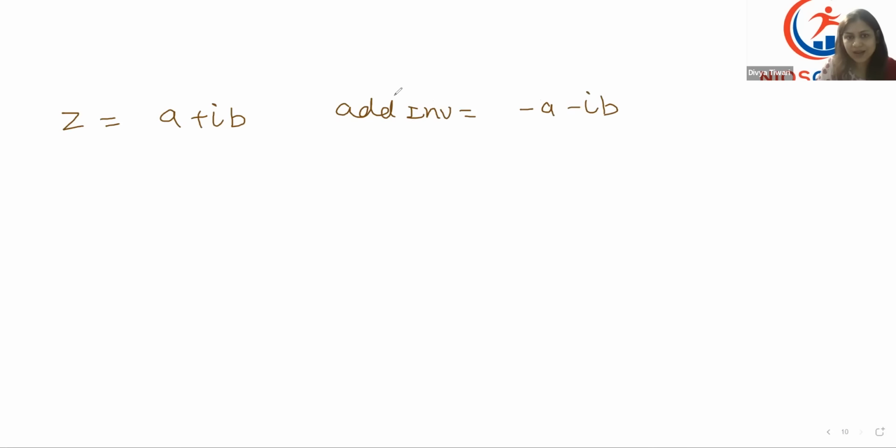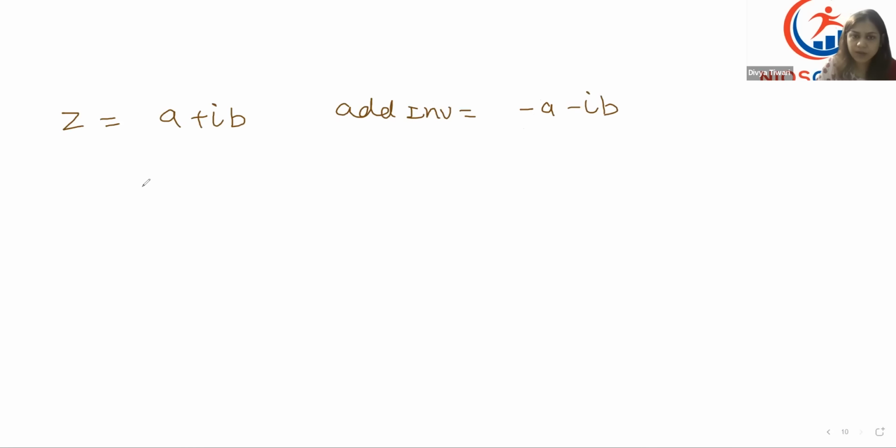So additive inverse is nothing. We just have to multiply it with the minus sign. So if I take the number z as a plus iota b, and I have to write its additive inverse, what will I write? I will write minus a minus bi. I have to multiply whatever my complex number is with the minus sign, then I will get my additive inverse.